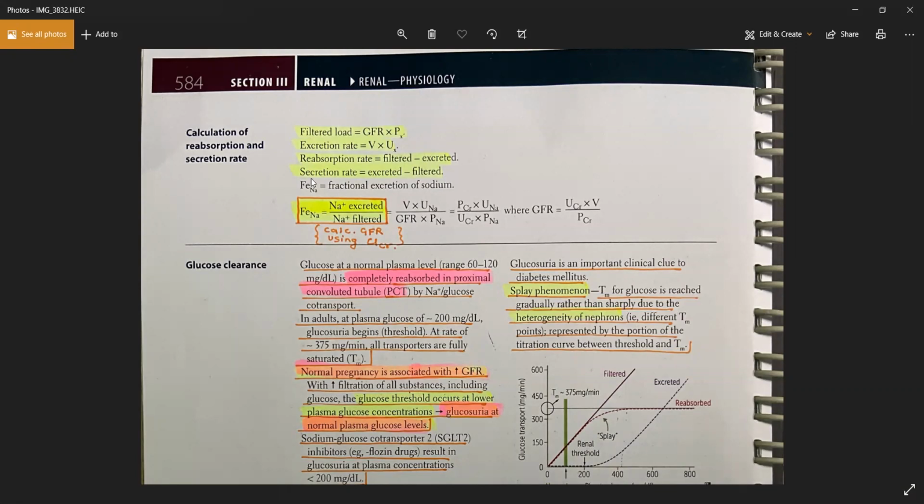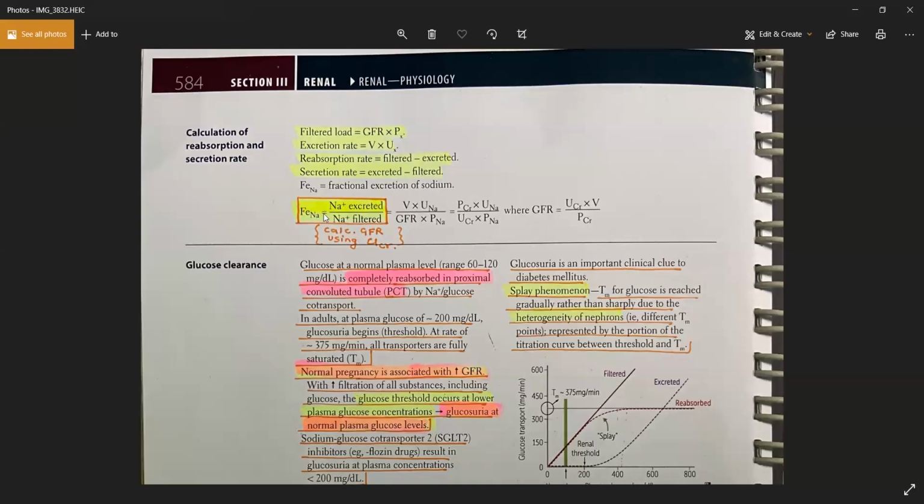Let's discuss the fractional excretion of sodium. The fractional excretion of sodium is given by the excretion load of sodium divided by the filtered load of sodium. So among this filtered load, how much of the sodium is excreted from my kidney is known as the fractional excretion of sodium.